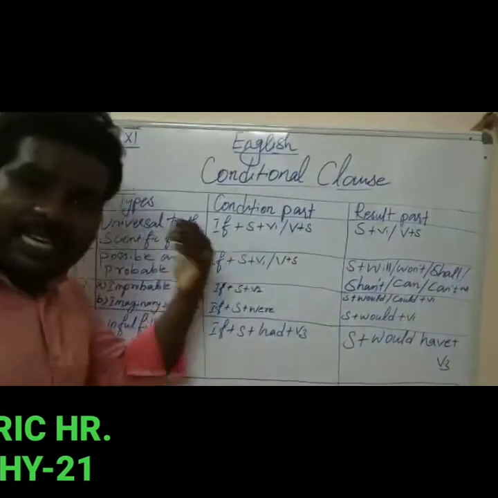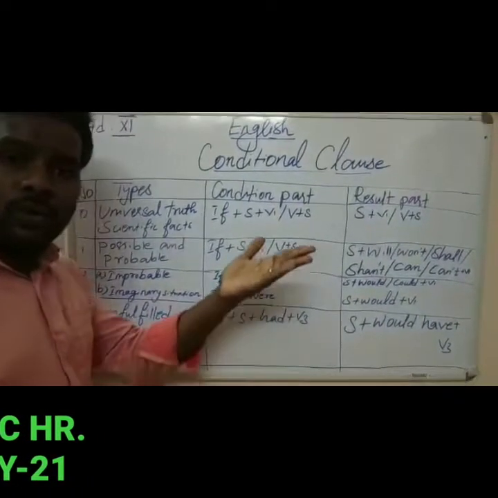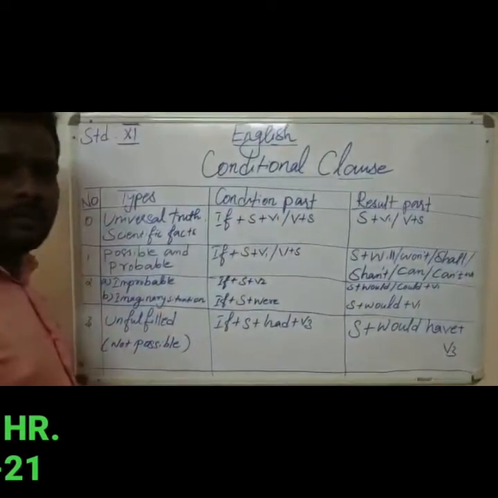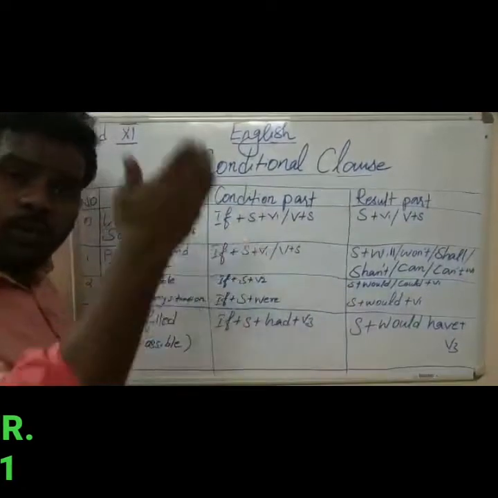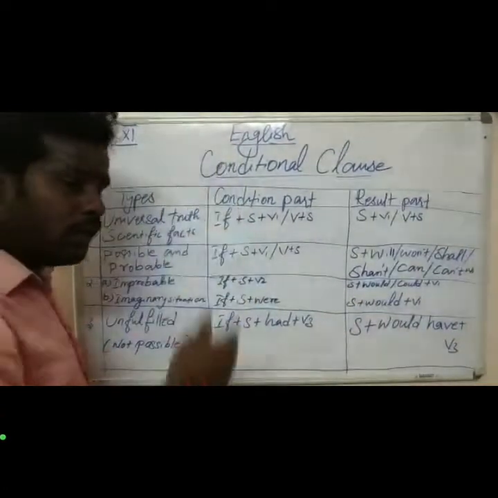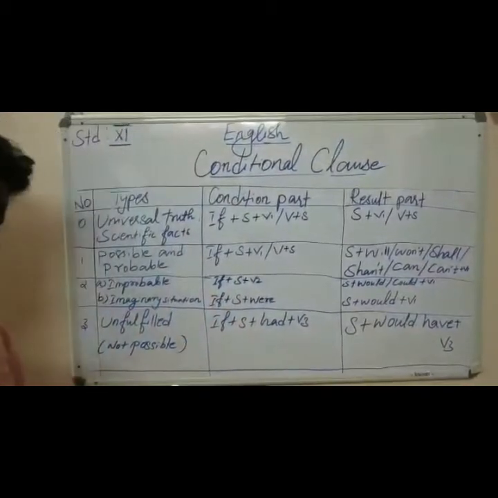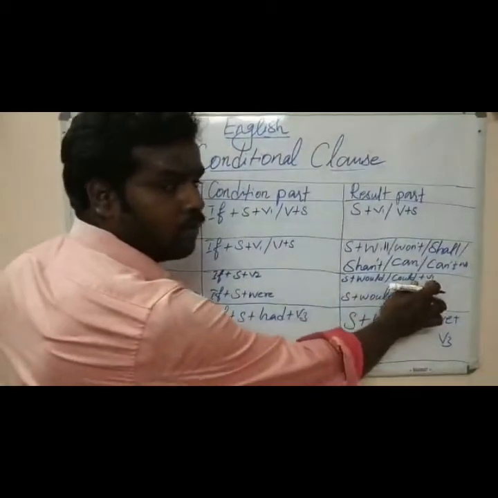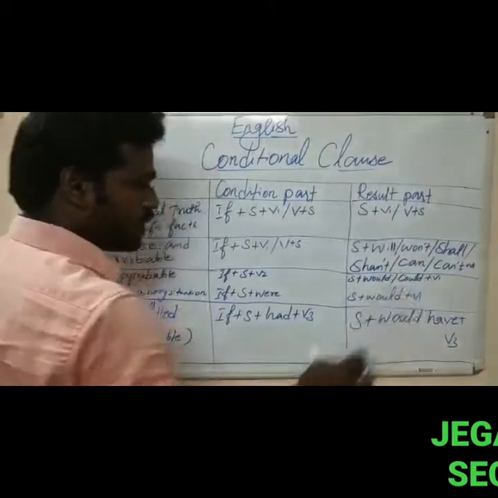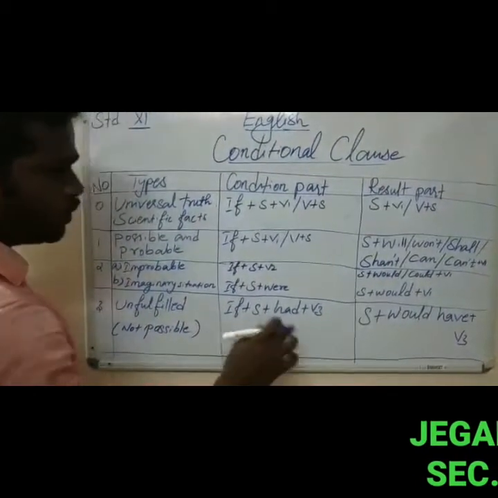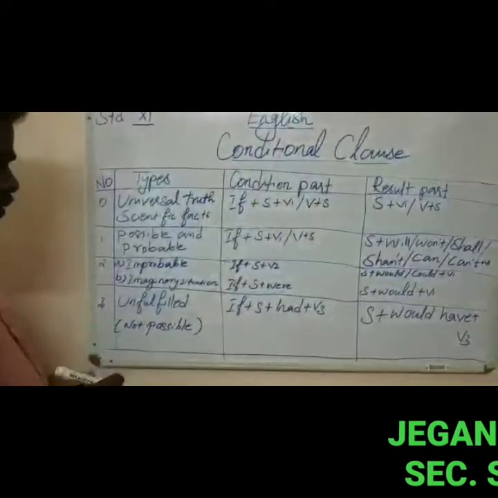Okay, if you studied well, you would score more marks. Otherwise, you could score more marks. You could score more marks. Score here is V1, the first form of verb. Okay, if you studied well, you would score more marks.